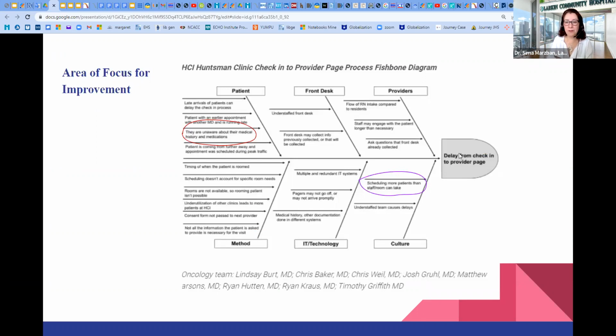You see here from that Fishbone, I only focus on this area: awareness of the patient about their medical history and medications, and scheduling more patients than staff or room capacity. That is something cultural among front desk people or patient receptionists. So we want to change only something very precise, very objective. So it is better to limit the scope of our intervention.